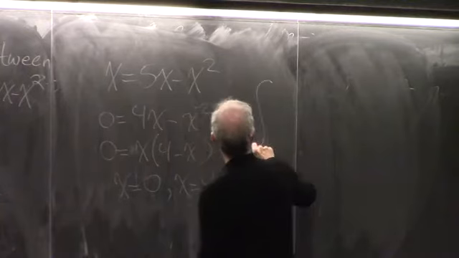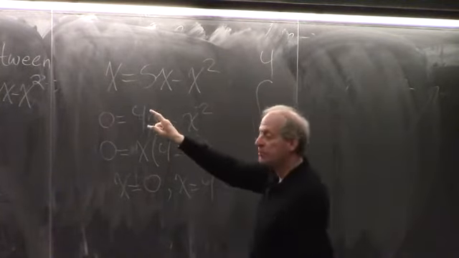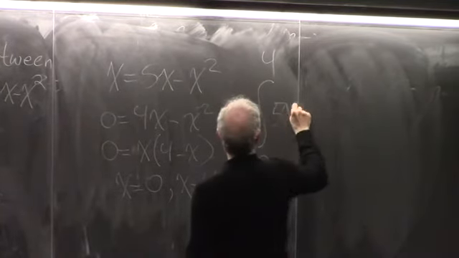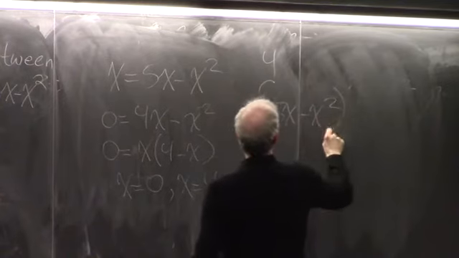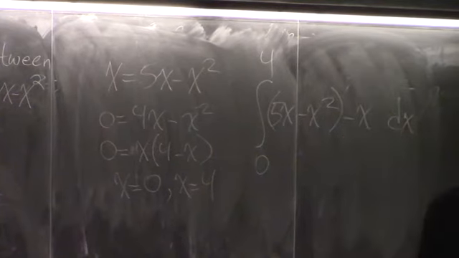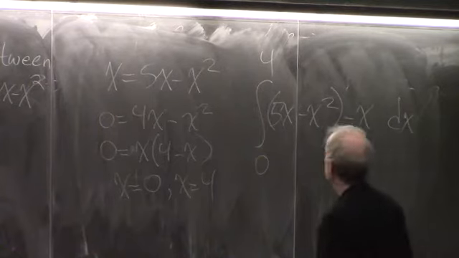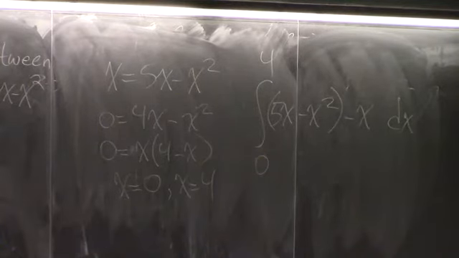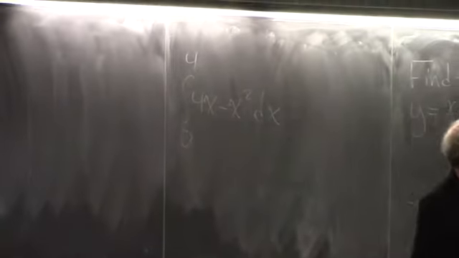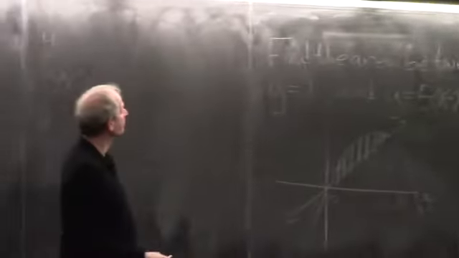So we're going to want to evaluate from 0 to 4, top curve minus bottom curve. So top curve is 5x minus x squared. Bottom curve is x, dx. Okay? So let's do that integral. That's the integral from 0 to 4 of 4x minus x squared. You will find that that integrand equals this integrand a lot of the time.